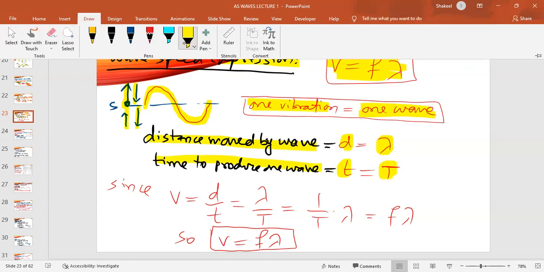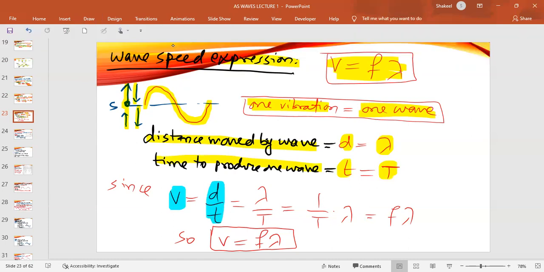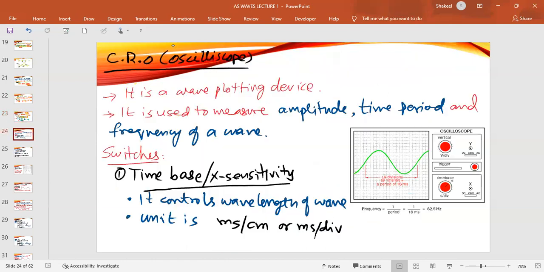As we know, speed is distance over time, so the distance is lambda and the time is capital T. When you replace it, 1 over T can be separated, 1 over T into lambda, and you know 1 over T is equal to frequency. So that's how you can prove that speed is equal to frequency into lambda.